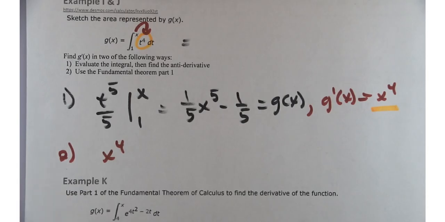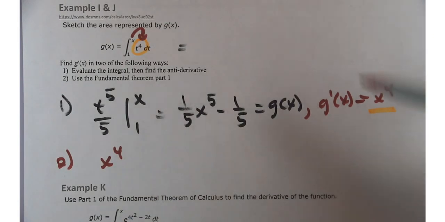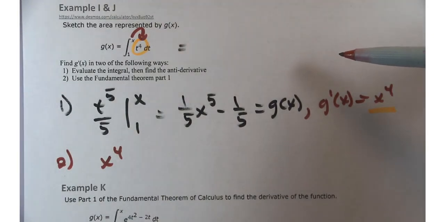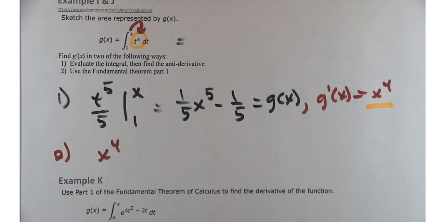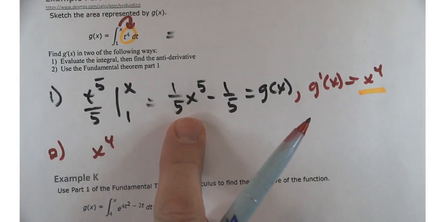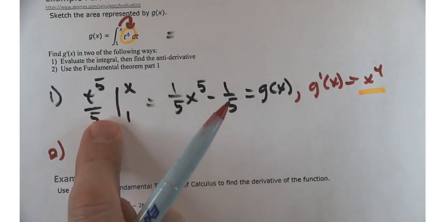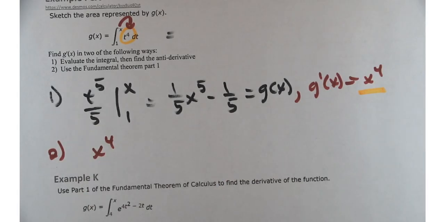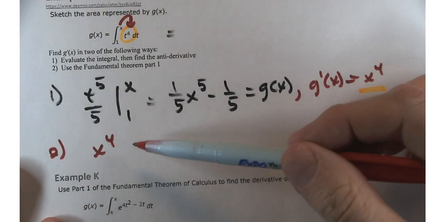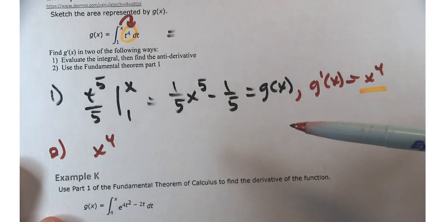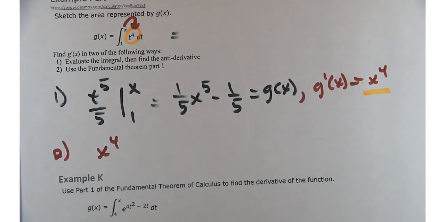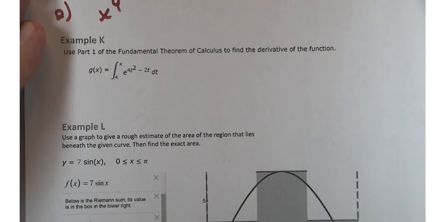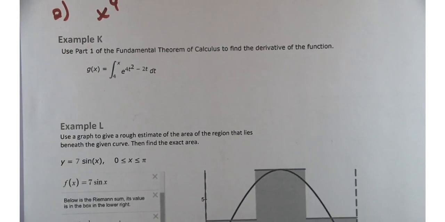It's kind of odd that it's called the fundamental theorem part 1, because we use the fundamental theorem part 2 so much more often. We use the fundamental theorem part 2 the way we calculated it here. But I think maybe historically the fundamental theorem part 1 led to the discovery and use of the fundamental theorem part 2. But in any case, let's move on down to example K here.